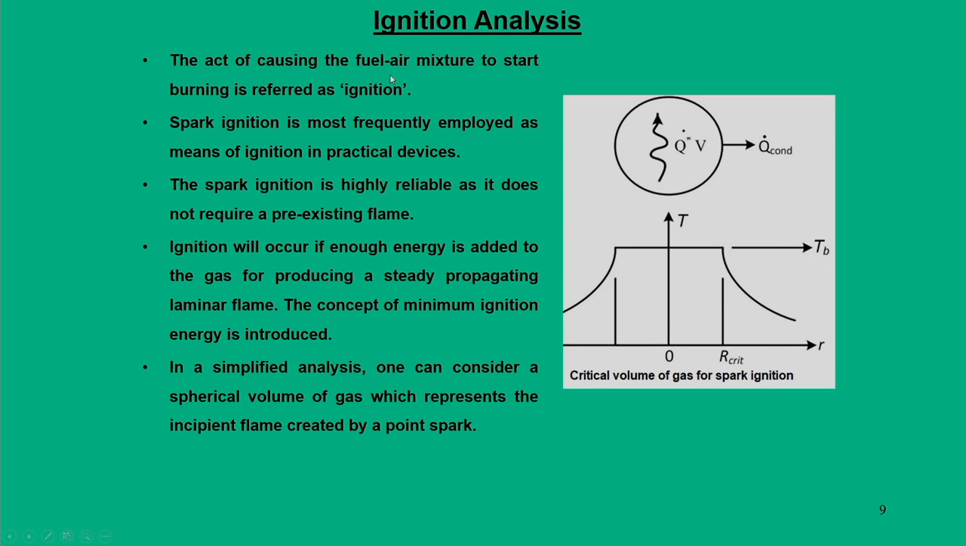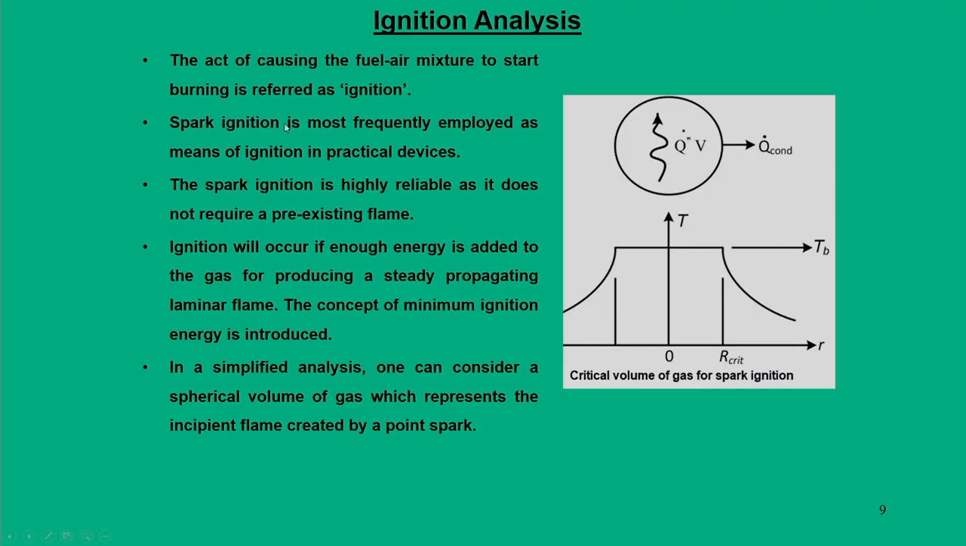The act of causing a fuel and air mixture to start burning is referred to as ignition, and in particular, ignition we normally refer to with respect to a spark. We know that in spark ignition engines, it is a spark plug through which we ignite the fuel. So, this ignition is impulsive in nature. All of a sudden, within a very small period of time, we dump enough energy into the fuel so that it can ignite. When ignition takes place, we say that we have added enough energy to the gas for producing a steady propagating laminar flame. Because of this, we introduce the concept of minimum ignition energy.